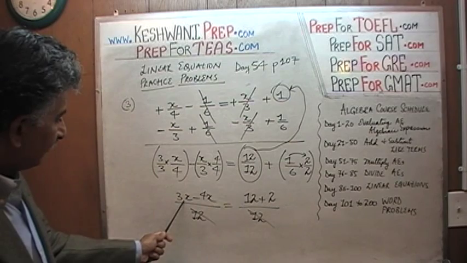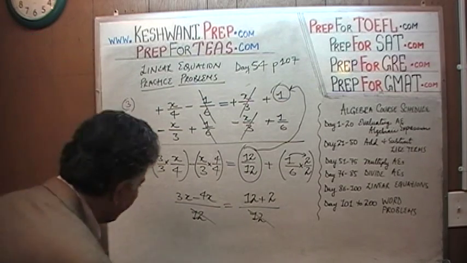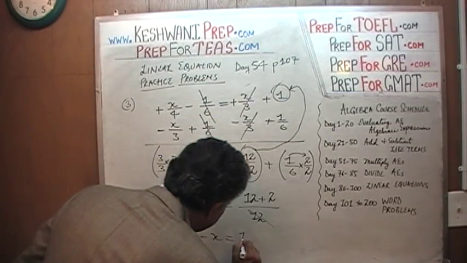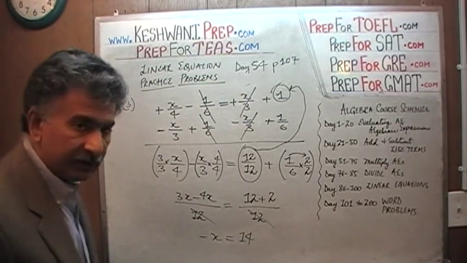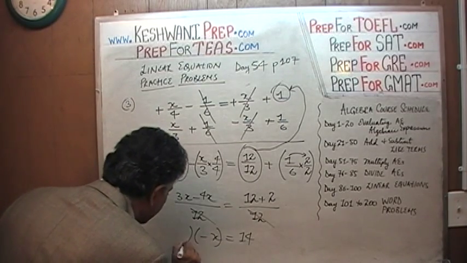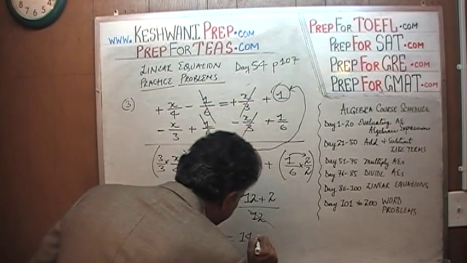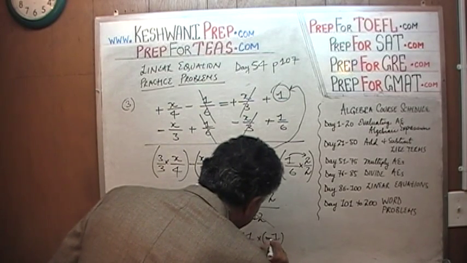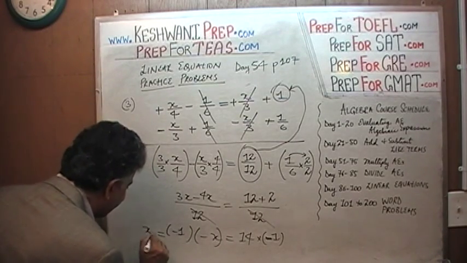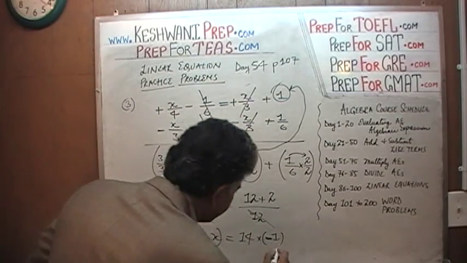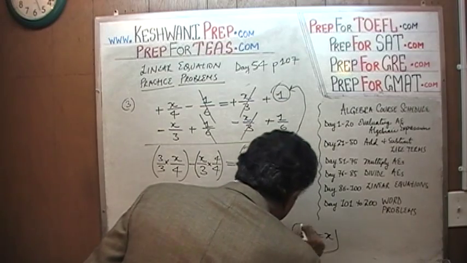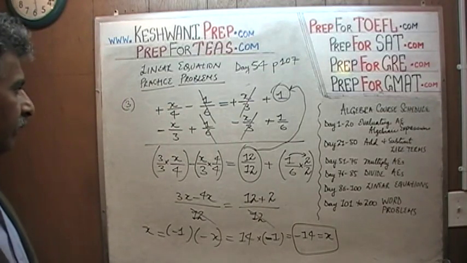So here what are we left with? We have 3x minus x. 3x minus x is negative x. And here we have 12 plus 2, which is 14. Negative x equals 14. We need to get rid of this negative sign from here. So we multiply both sides of the equation by negative 1. And negative times negative is positive. So we find out that x equals 14 times negative 1, which is negative 14. Which is our x. We find that x equals negative 14.